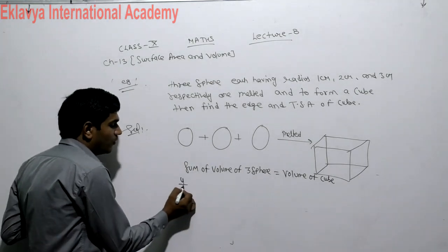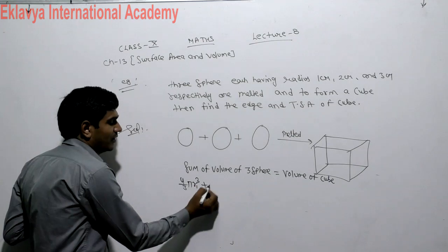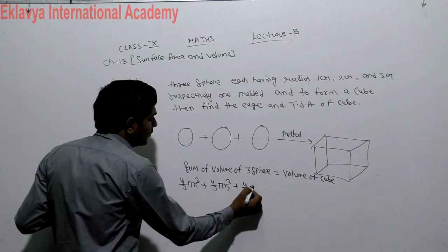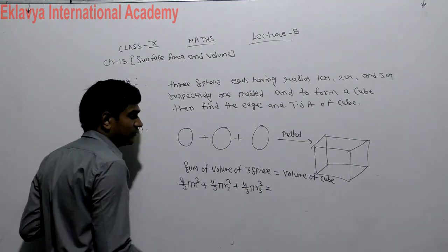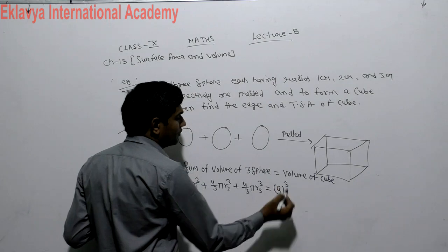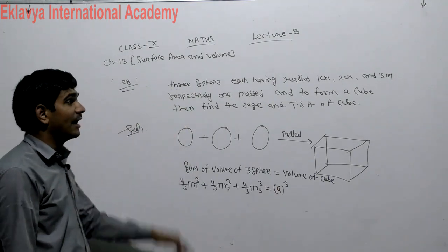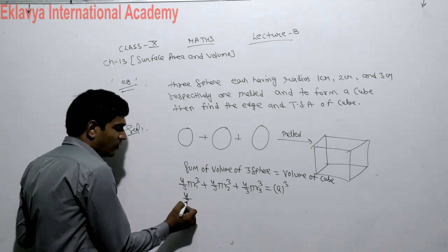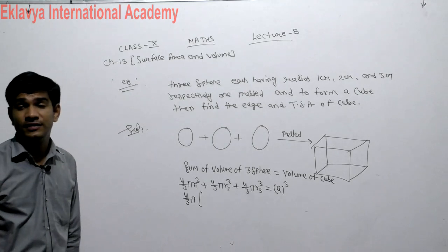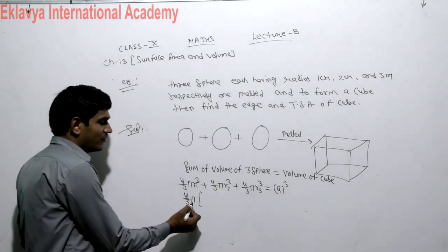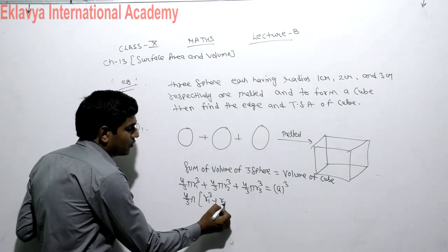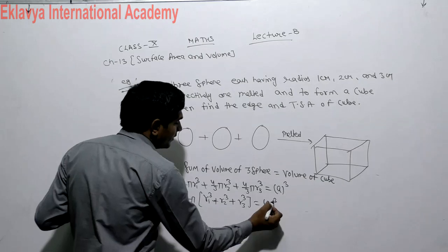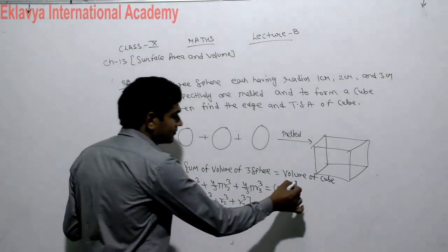So volume is 4 upon 3 pi r1 cube, 4 upon 3 pi r2 cube, 4 upon 3 pi r3 cube is equal to the volume of the cube, a cube. Here r1, r2 and r3 are given to you. So first of all we will take 4 upon 3 common. After taking the common 4 upon 3, r1 cube plus r2 cube plus r3 cube is equal to a cube. Now substitute the values.